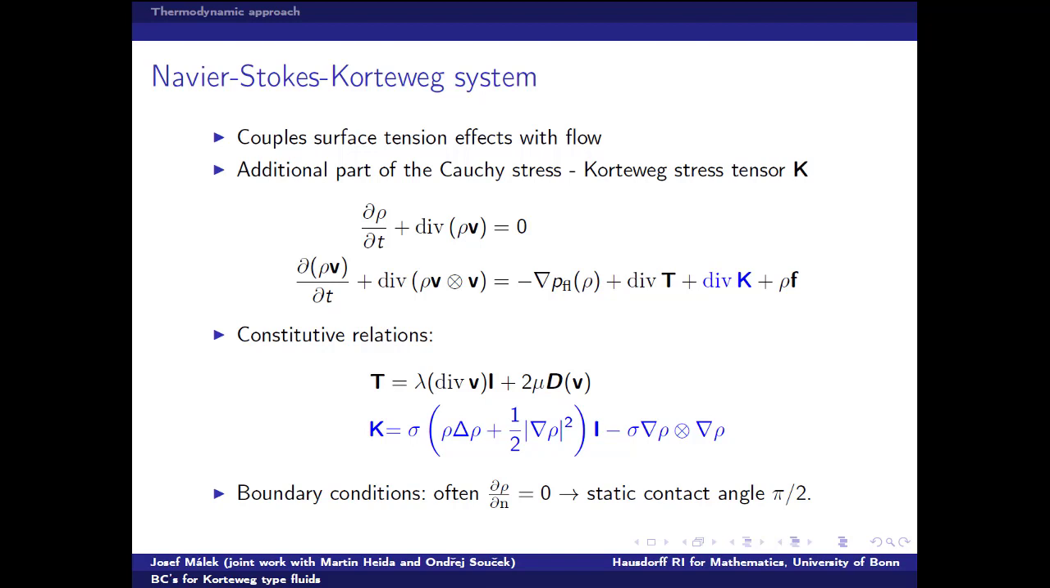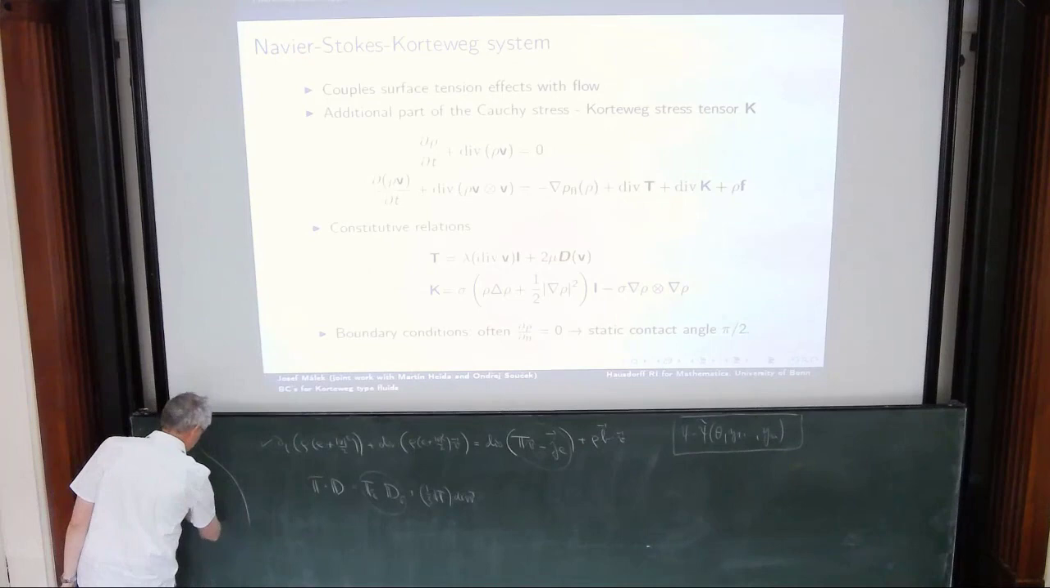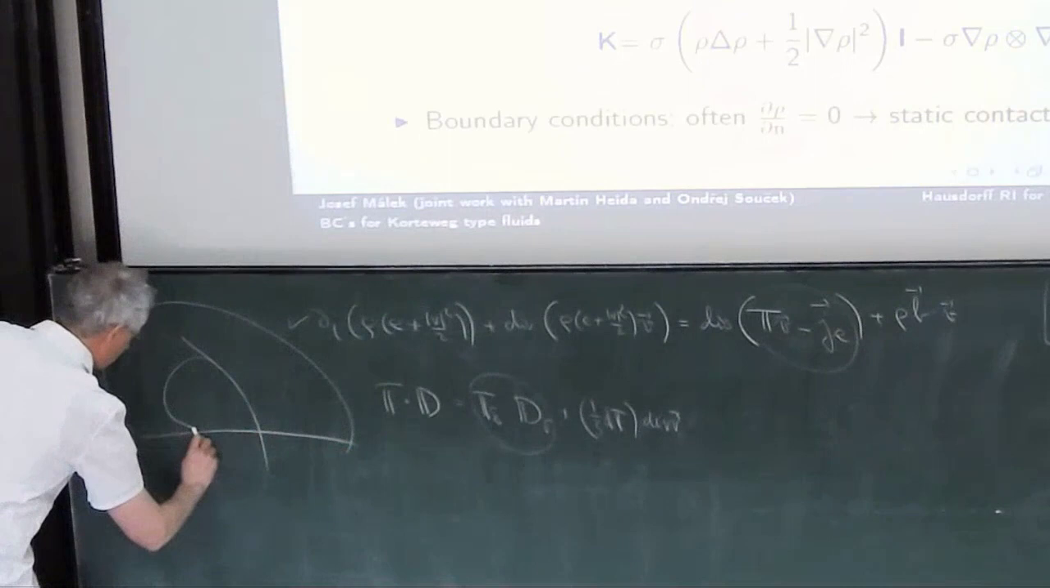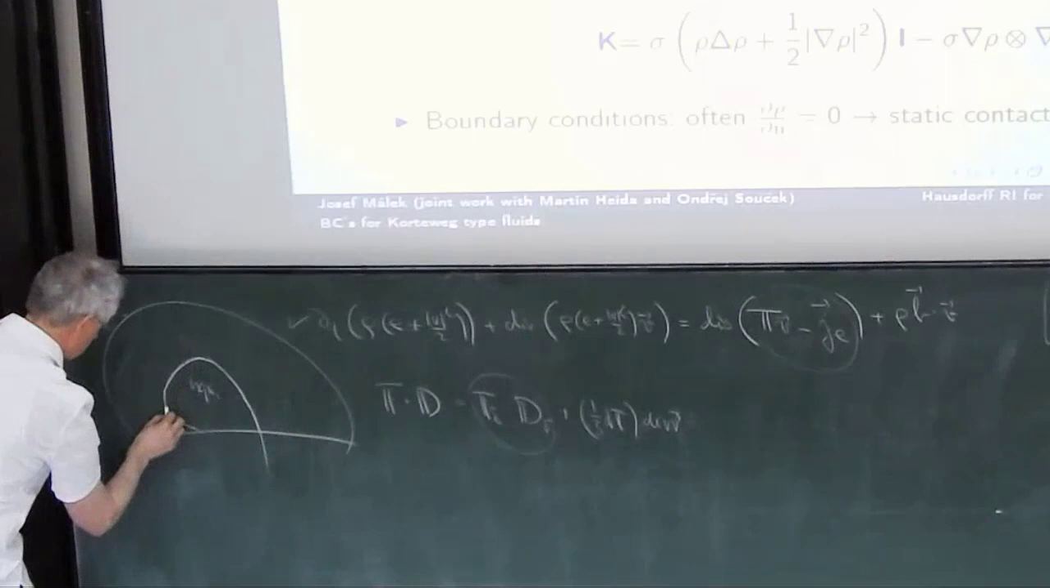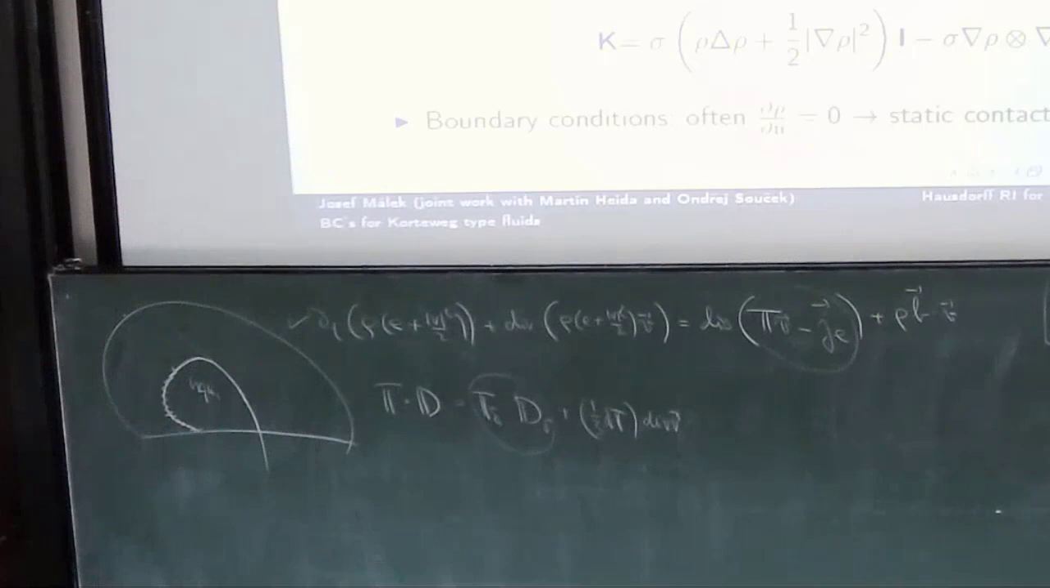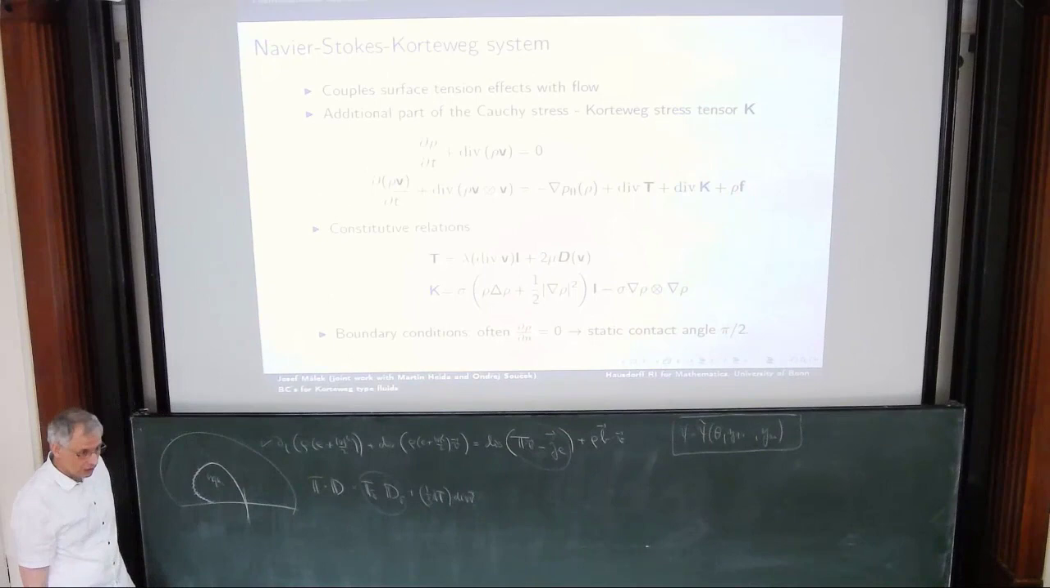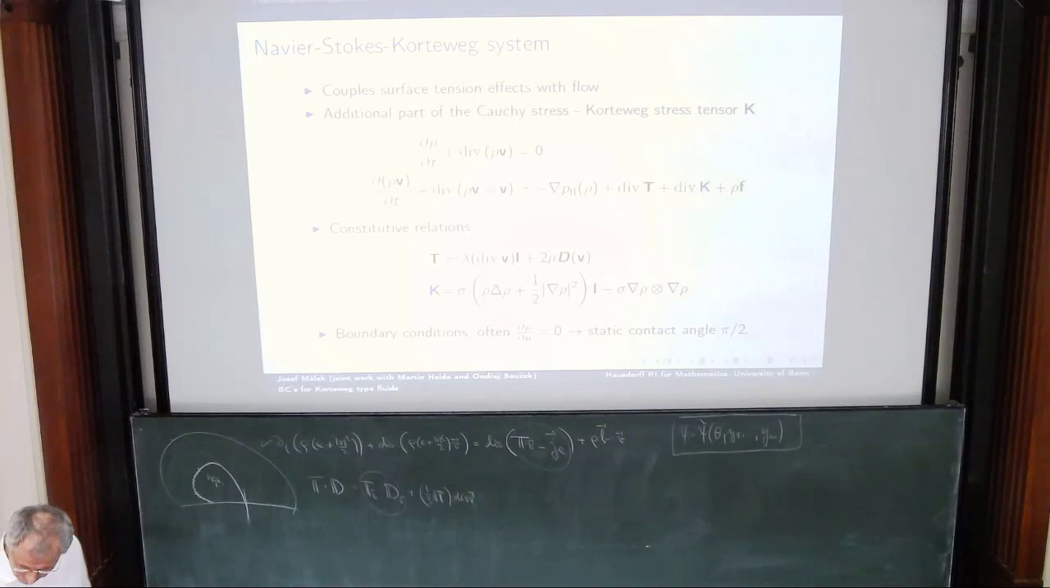How to select the boundary conditions for this? Typically, people take the normal derivative to be zero, but it is restrictive because it leads only to the static contact angle of 90 degrees. So you basically have this interface. Here is your domain, and here is somehow the interface, maybe between the liquid and the other phase. You are interested in the evolution of these contact lines or contact interfaces, because now they are not sharp. But this zero normal derivative gives just 90 degrees, and in experiments you have various types of behavior. It's not true.